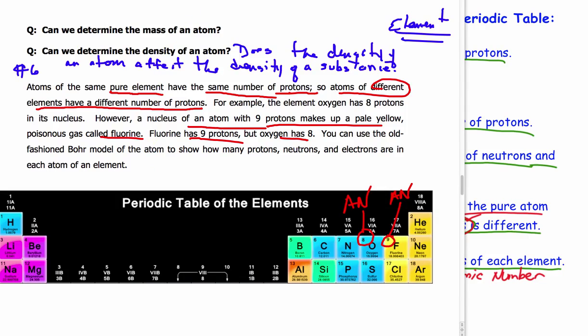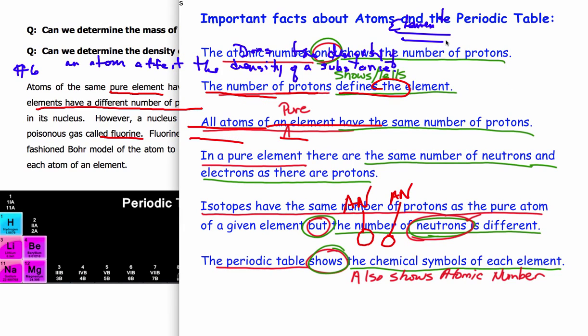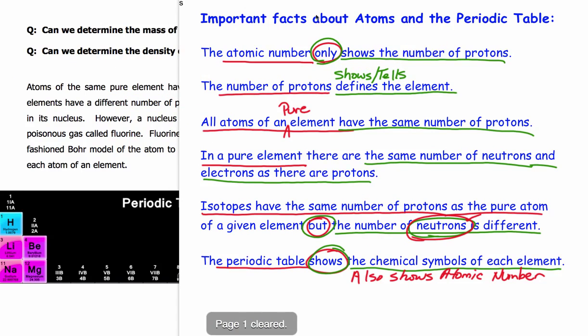I do want to show you this one little thing. I have some notes here I want you to take a look at, and you can write these down. Copy them down. I'll probably give you a glue-in at some point with them, but it would be a good idea for you to pause this video and get some of these down. But the atomic number, and let me clear this screen so you can actually read this. All right, here we go. Important facts about atoms and the periodic table.